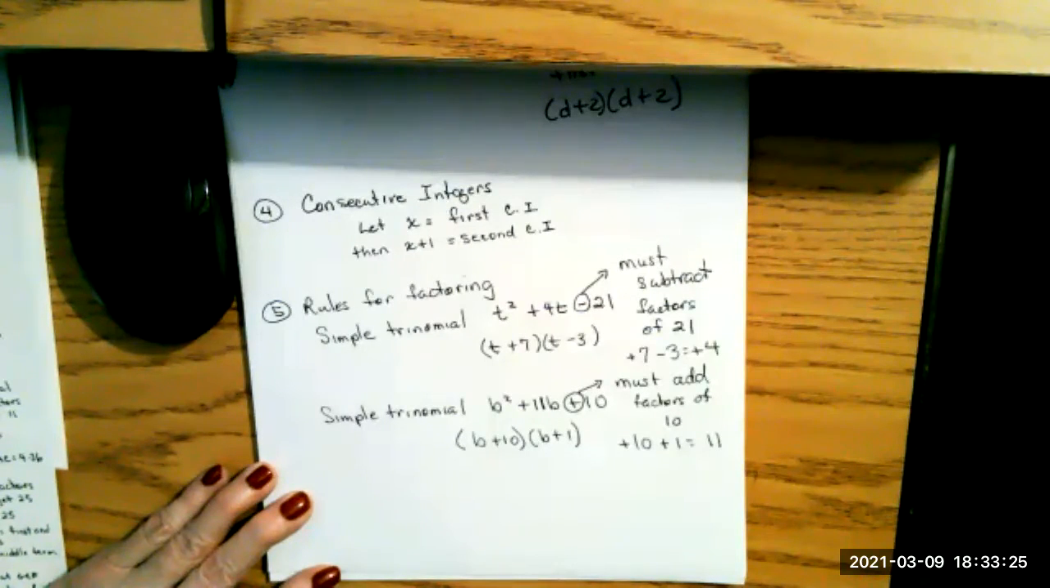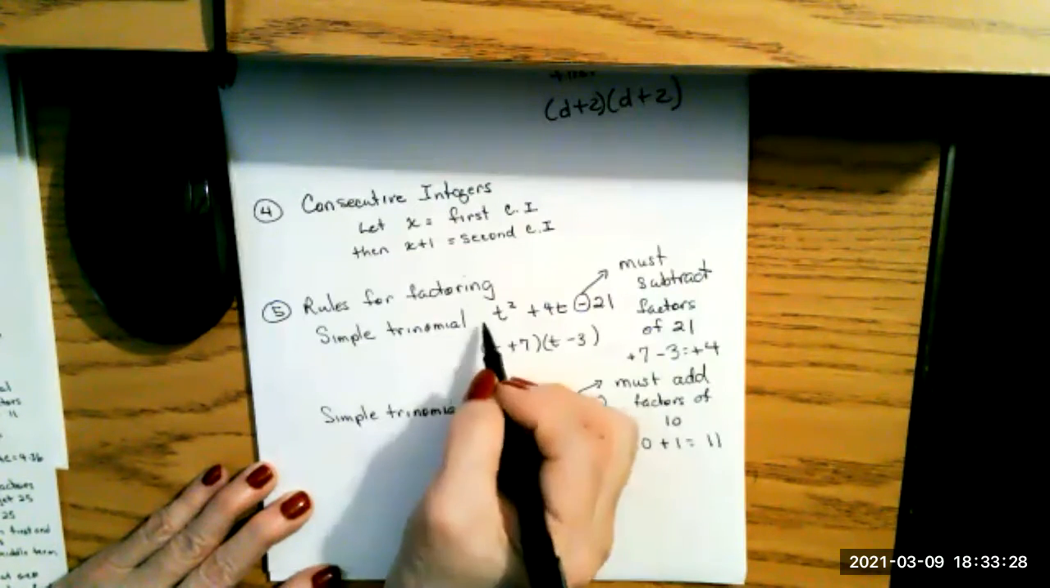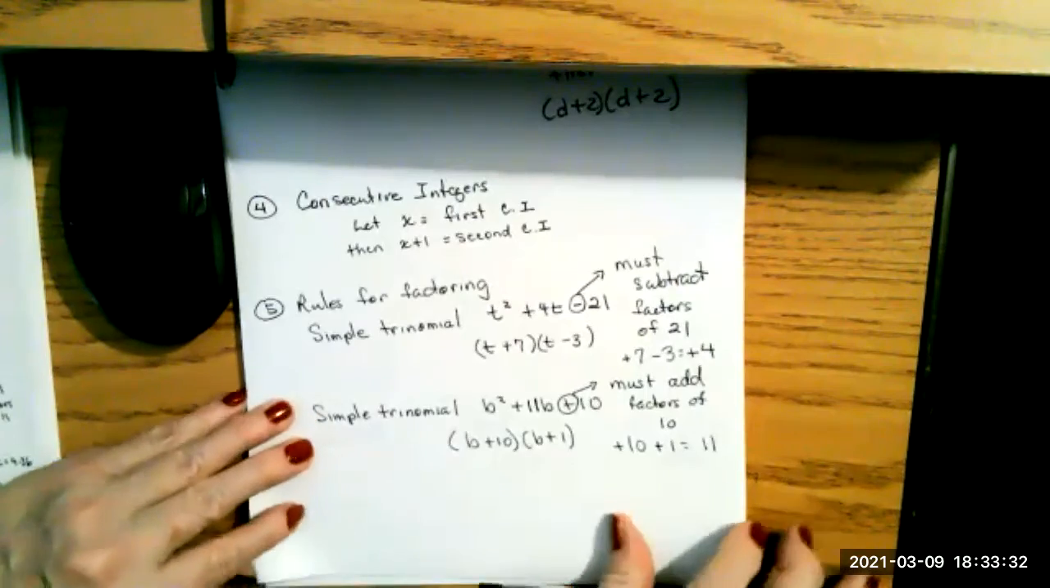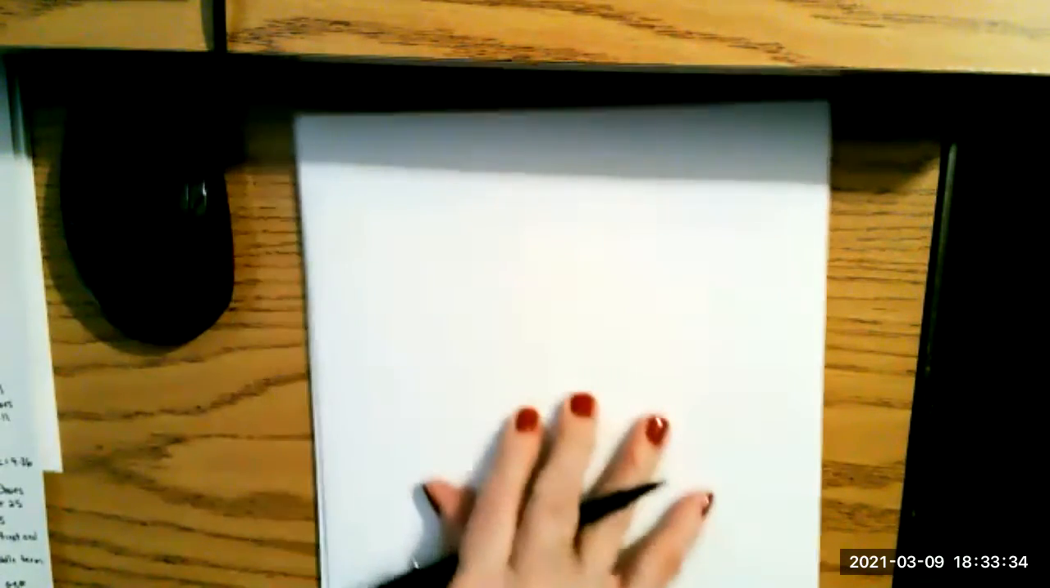Now those are simple because there's no number in the front. Those are called simple trinomials. Now let's try one that's an AC trinomial.